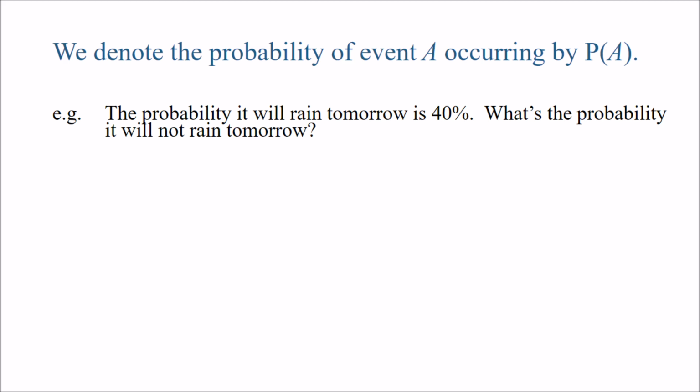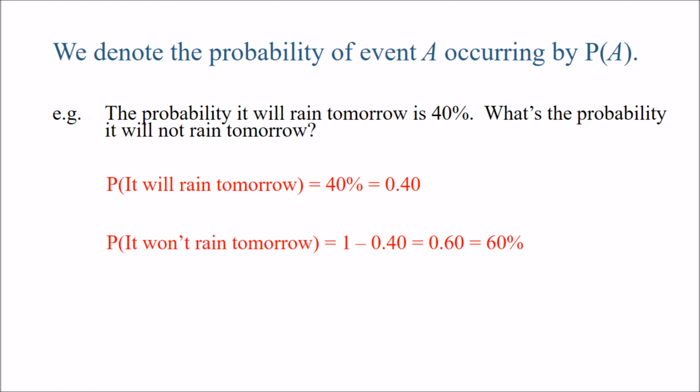First, we denote the probability of event A occurring by the probability of A. As a simple example, say the probability it will rain tomorrow is 40%. What is the probability it will not rain tomorrow? Well, given that the probability it will rain is 40%, the probability that it won't rain must be 60%.